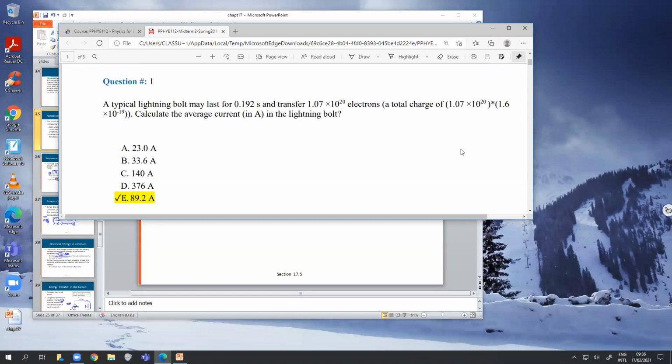The cloud gets charged hugely and it has become so saturated, it has to discharge. So it can discharge to another cloud or to the earth. It will dump everything to the earth. That is what lightning is. So we got the charge because the number of electrons is given.